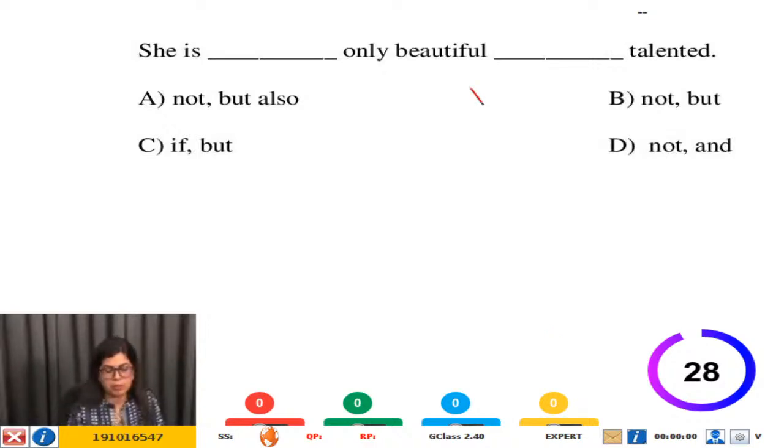Okay, students, your time is up. And the correct answer here is "she is not only beautiful but also...", that is option A. Okay, now let us look at this. Combine the given simple sentences into compound sentences.